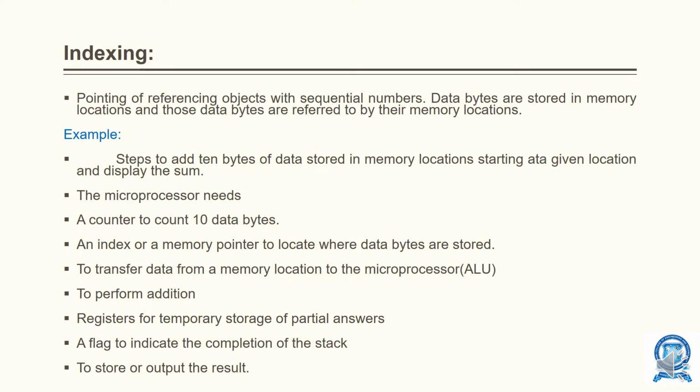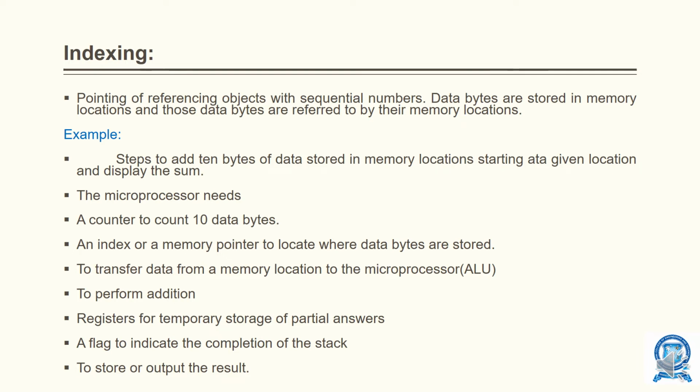Indexing: pointing to an object or pointing to something, we call indexing. Data bytes are stored in memory locations and those data bytes are referred to by their memory locations. This is what we mean by indexing. For example, the steps to add 10 bytes of data stored in memory locations, starting from a given location, and display the sum. The microprocessor needs to add all the data. It needs a count, to count 10 times because there are 10 data bytes, and an index or memory pointer to locate where the data bytes are stored.